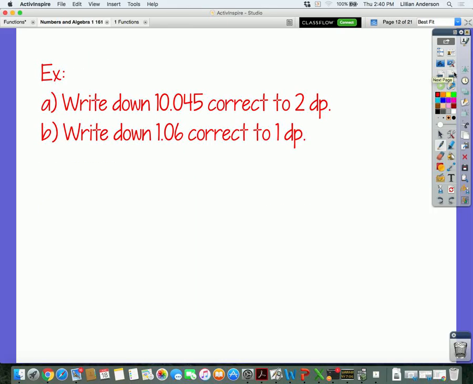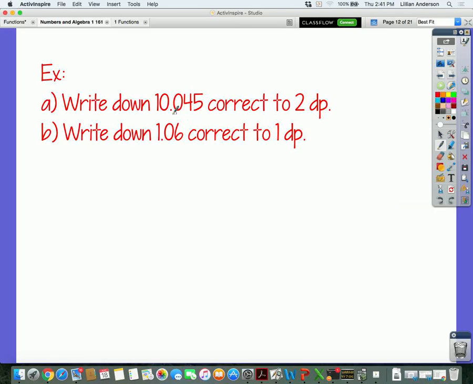Let's see. Whiteboards. No paper needed. I want you to tell me the answer to A and the answer to B. I'm going to give you 1 minute. Answer to A to 2 decimal places. Answer to B to 1 decimal place on your whiteboard. All right. So 2 decimal places. That's a 1, 2.